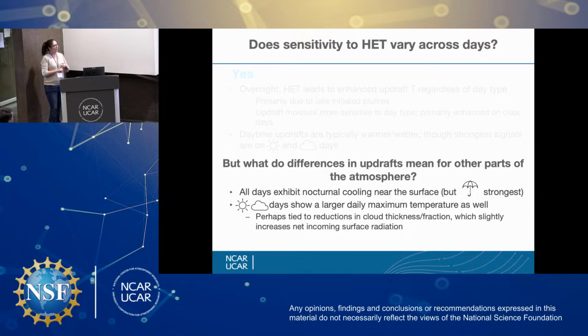So we do see enhanced nocturnal cooling near the surface in all cases of days, but it's strongest on rainy days in particular. Clear and cloudy days show a larger diurnal maximum temperature as well, which could be tied to that cloud liquid water path, also cloud fraction changes, which are impacting the total net incoming radiation at the surface.